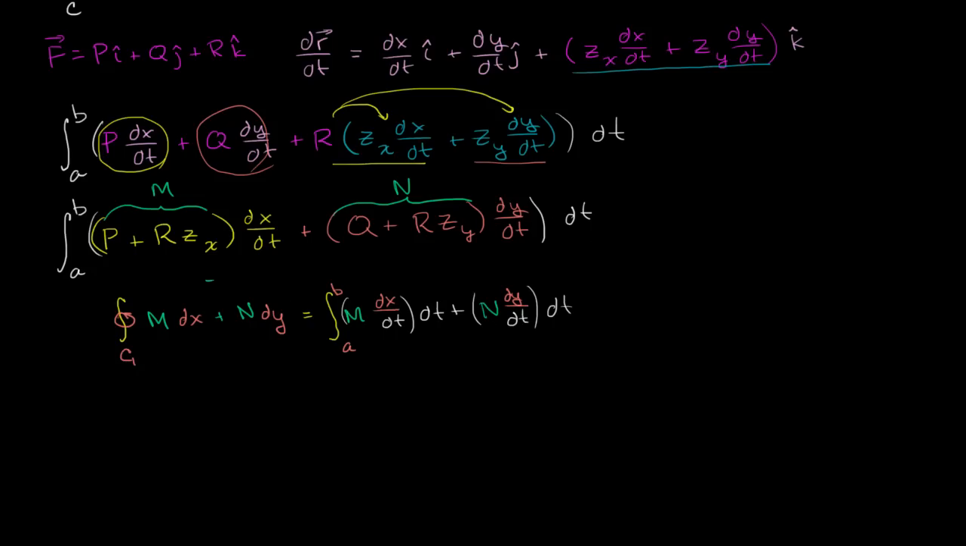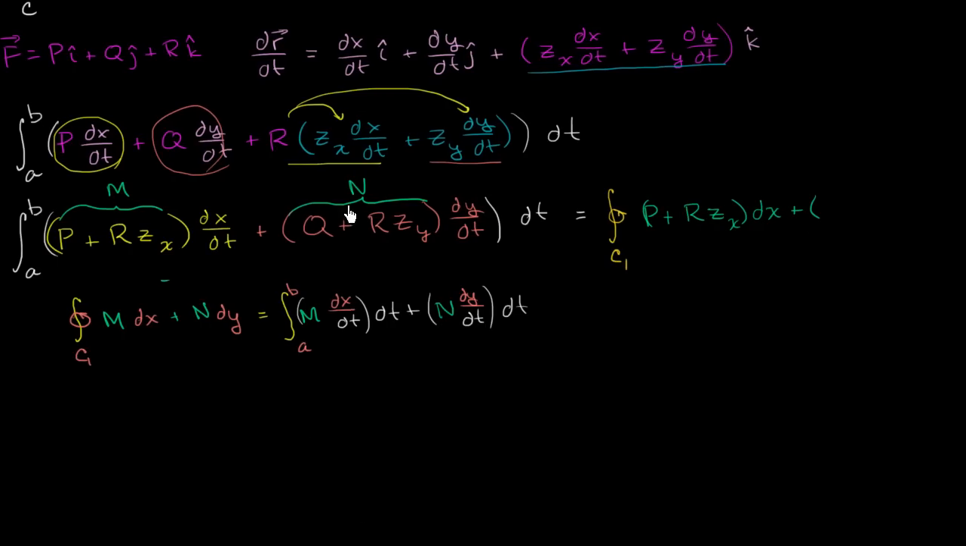We can rewrite it like this and go back, deparameterize it. So this thing is going to be equal to the line integral over C1. We are in the xy plane. We started with the curve C, but now we're going to go to C1. It's completely analogous. These are only functions of x's and y's. So now this is the line integral over C1 of M dx. That makes sense, because if you multiply dt times dx/dt, the dt's cancel out and you're just left with dx. So it's going to be P plus R times the partial of z with respect to x, dx, plus N, which is Q plus R times the partial of z with respect to y, dy.